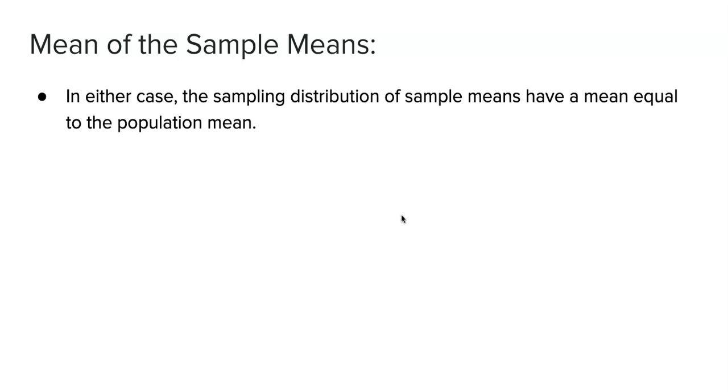In either case, whether it is from a crazy looking distributed population or a normally distributed population, the mean of the sampling distribution of the sample mean is always equal to the population mean. Okay? So there's that formula. They're just simply equal, just like the mean of the sample proportion is equal to the population proportion. The mean is just going to be that.